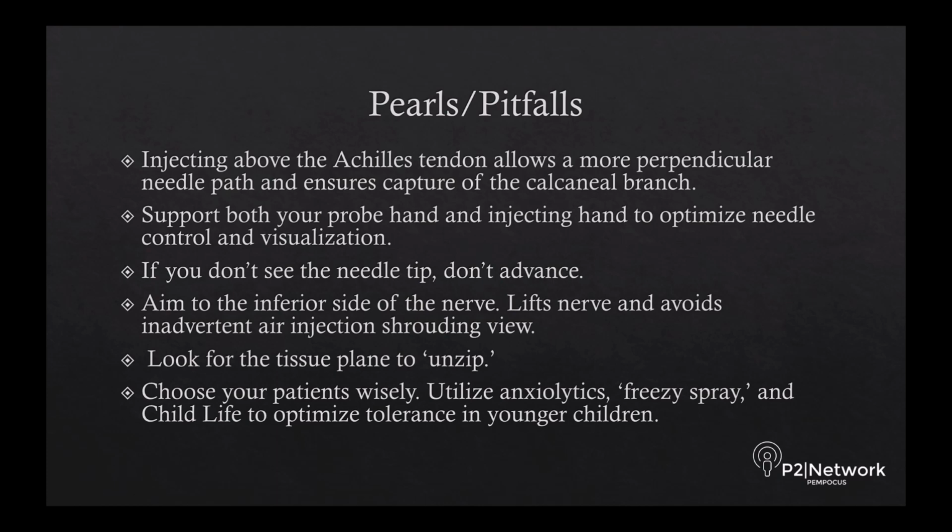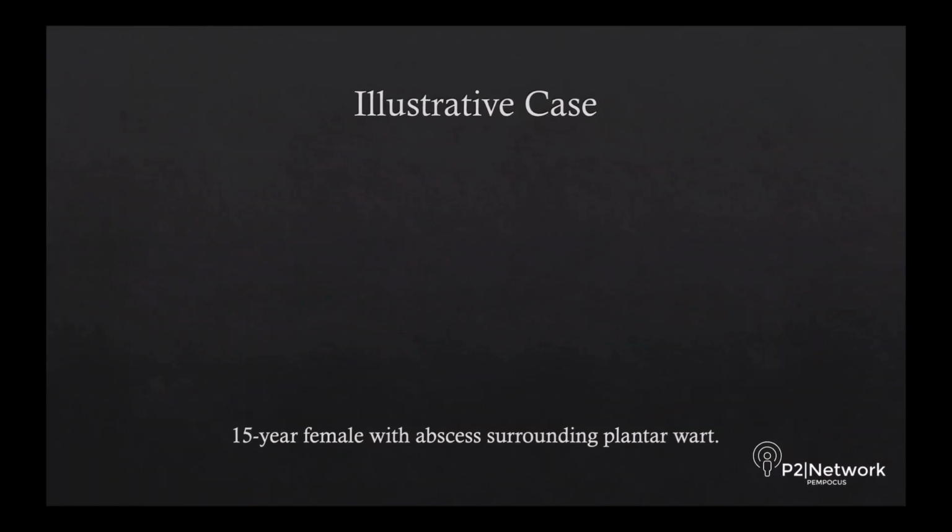Look for that tissue plane to unzip. When you're in that perfect fascial plane, you'll see that anesthetic cleanly collecting and sort of driving up and around the nerve. Choose your patients wisely. Utilize anxiolytics, Freezy spray, and Child Life to optimize tolerance in younger children. Next, we'll discuss a couple illustrative cases.